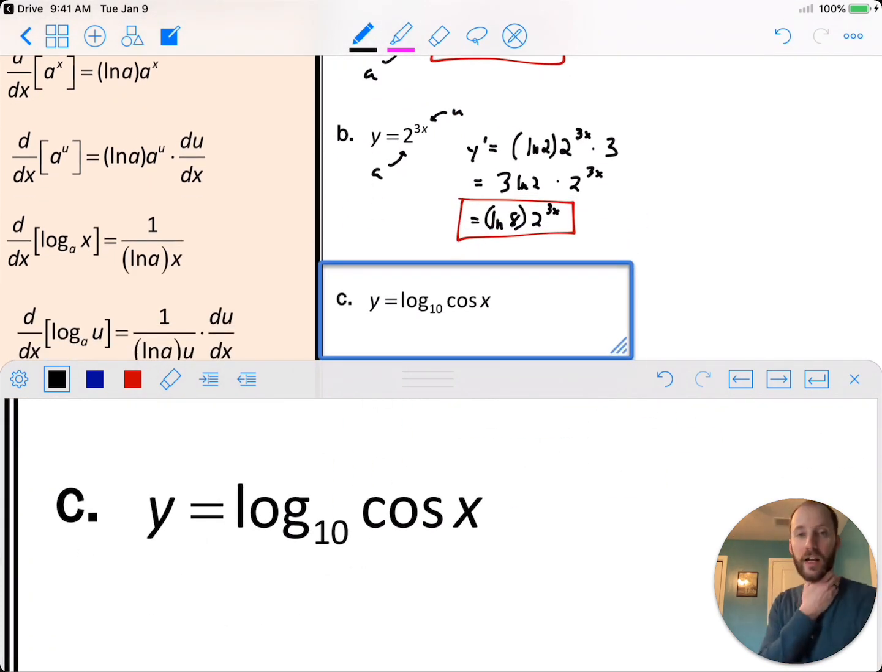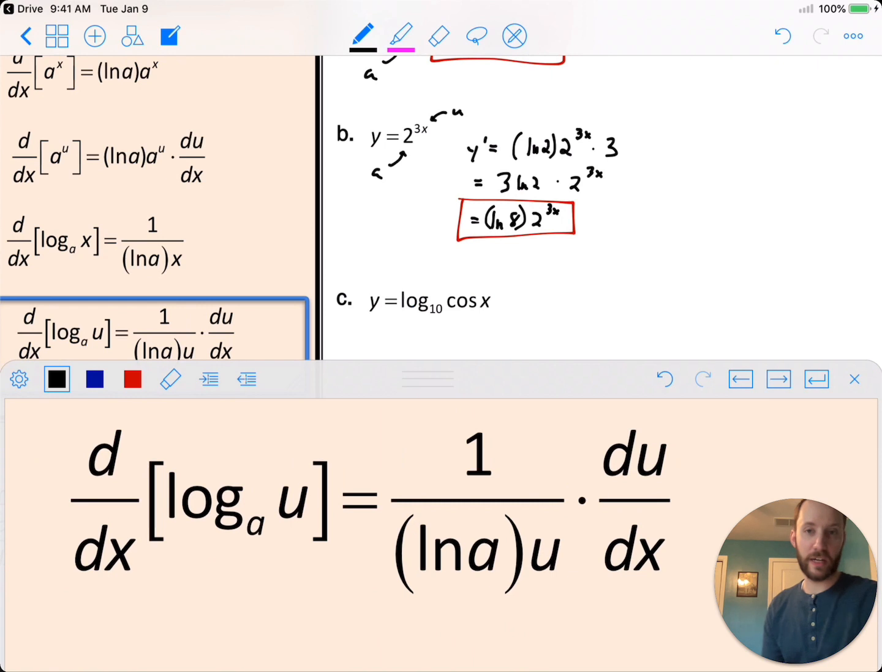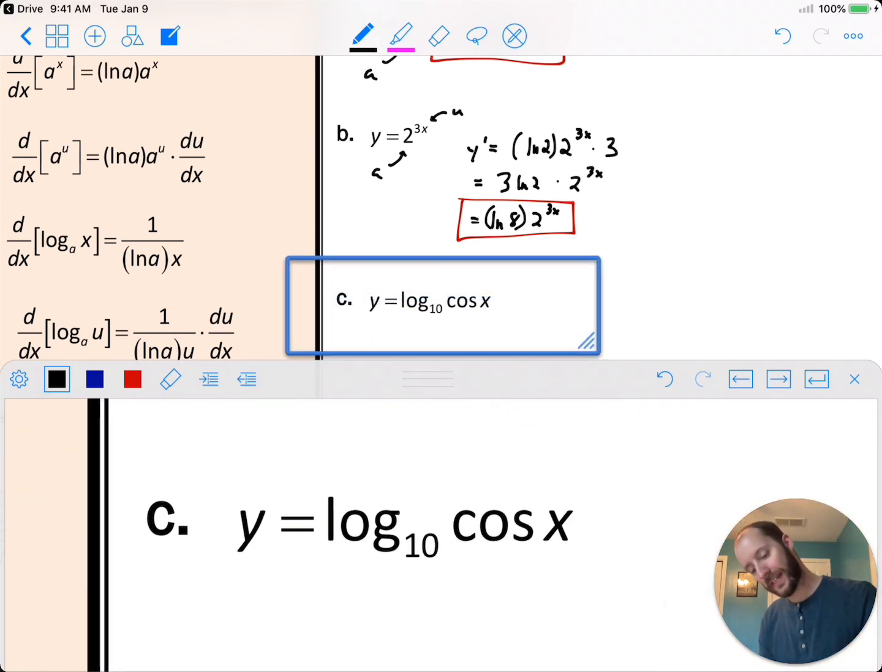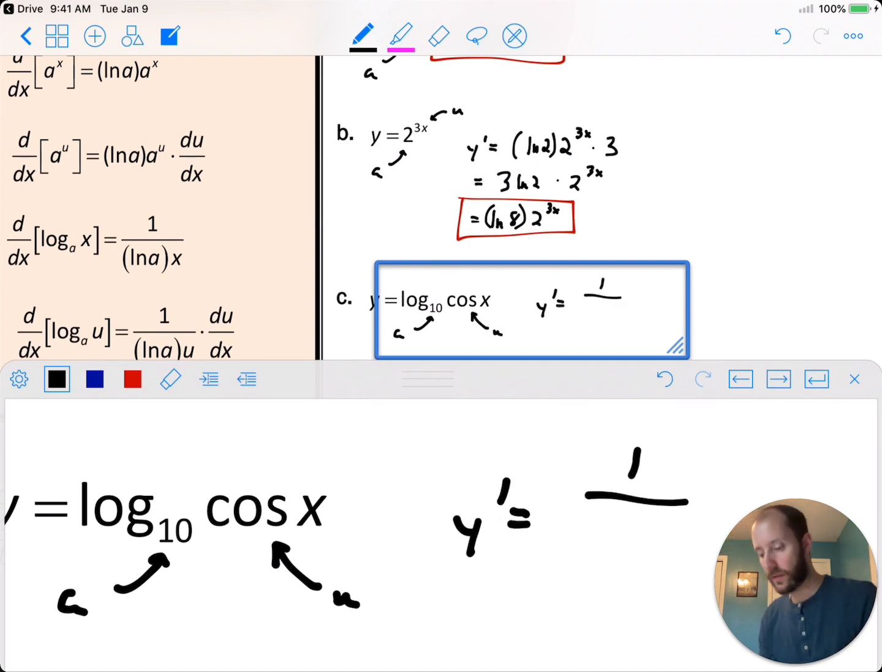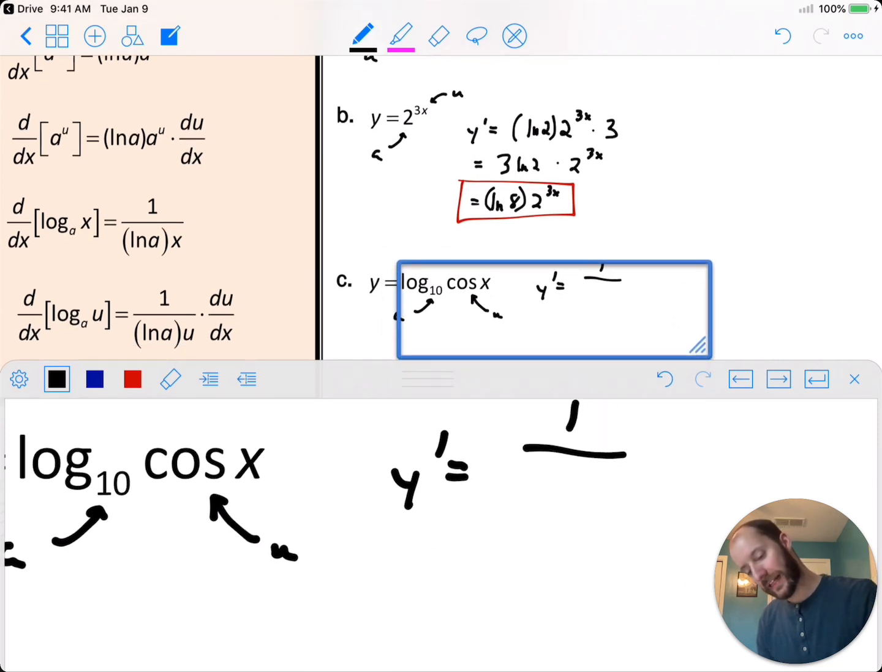Example C, log base 10 of cosine of x. So we have a logarithm right here. Base 10, the 10 is a. Cosine of x, that's going to be u. So y prime equals 1 over ln of a, so ln of 10, times u, so times cosine x.